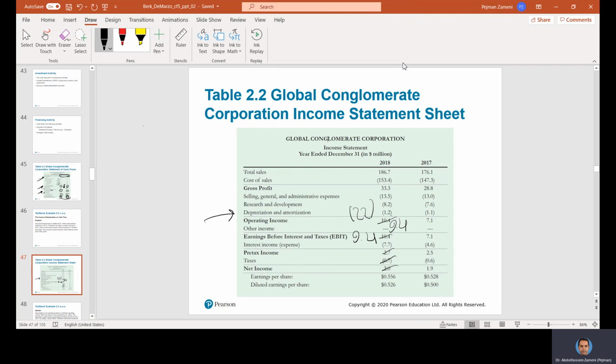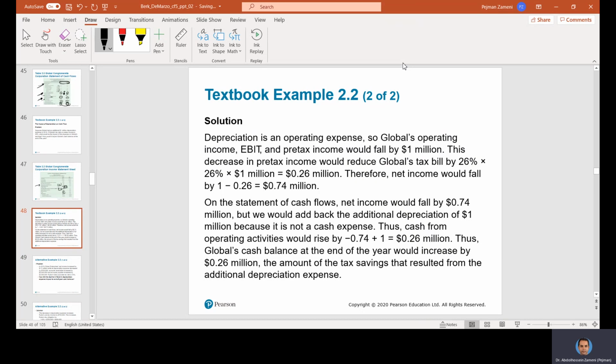Yeah, this 1.2 is going to go to 2.2 and this 10.4 is going to change to 9.4, and 9.4 here, then deduct 7.7. All these numbers will change respectively. Depreciation is an operating expense, so Global's operating income, EBIT, and pre-tax income would fall by $1 million.